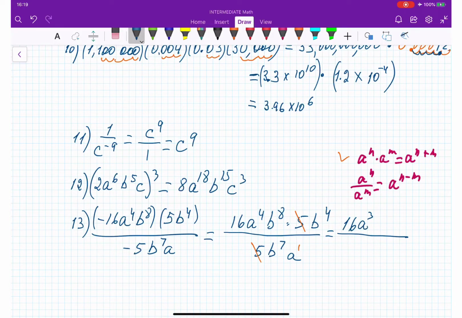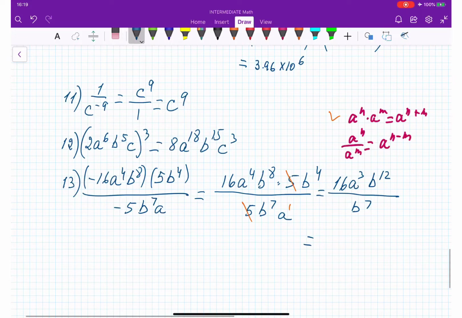And then b to power 8 times b to power 4, it's going to be b to power 12, yes? Because 8 plus 4, we add, it's going to be b to power 12. And here I have b to power 7. Let me write down, okay? b to power 12, here I have b to power 7. So the answer is going to be 16a to power 3 and b to power 5, because when you divide, we subtract exponents, right? Based on this rule, we subtract exponents. So we get 16a to 3, b to 5.